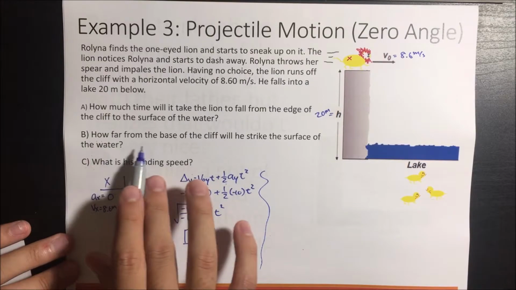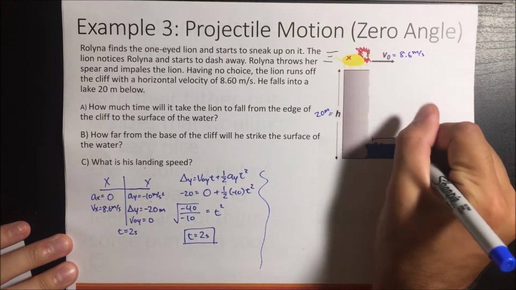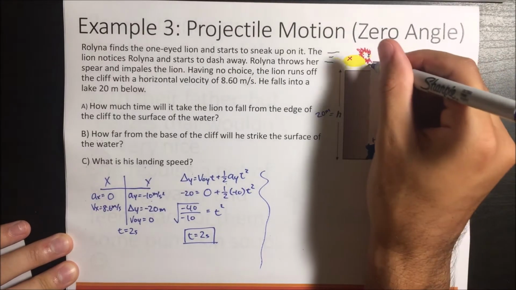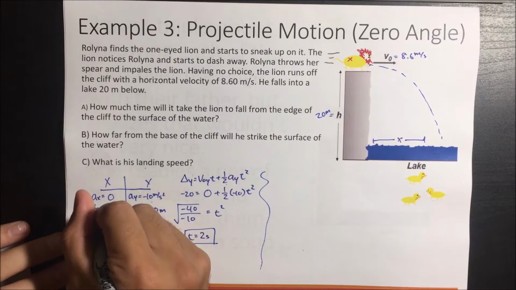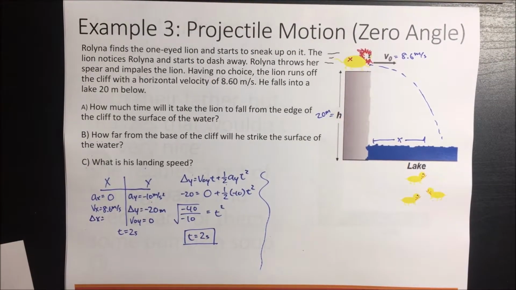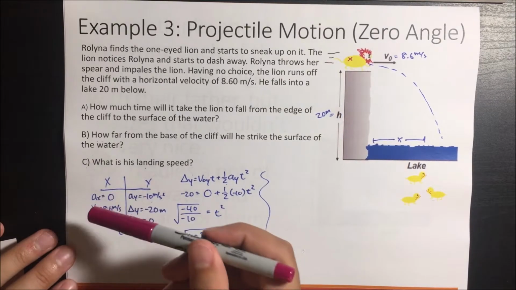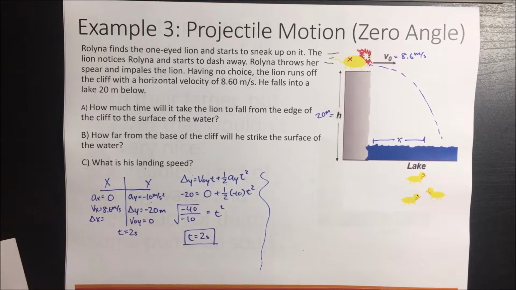Part B, how far from the base of the cliff will he strike the surface of the water? So we want to know how far from the base of the cliff he's going to be striking the surface of the water. Okay, so we're looking for what this displacement, the x, is. And now that we have 3 pieces of information, we have acceleration, velocity in the x, and the time, we can find the 4th piece for the displacement.